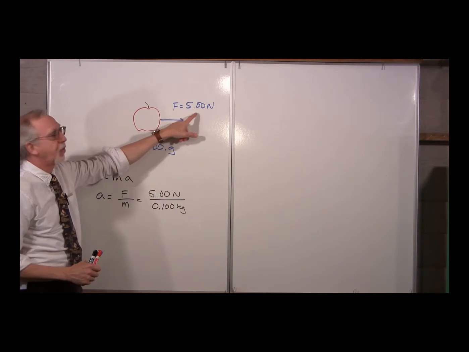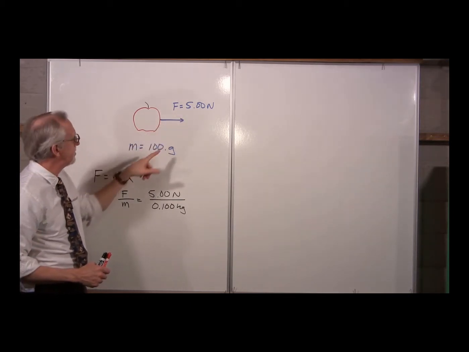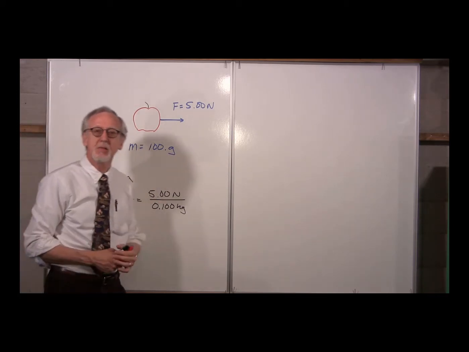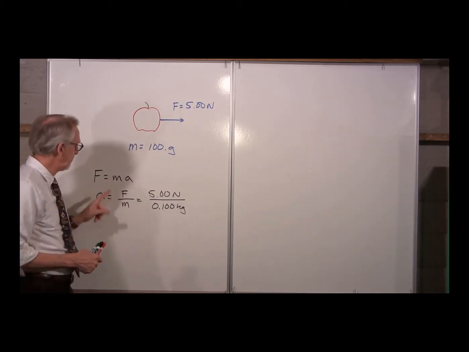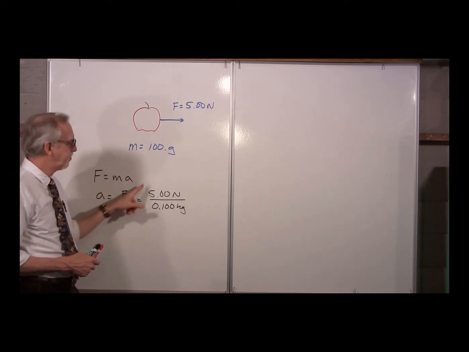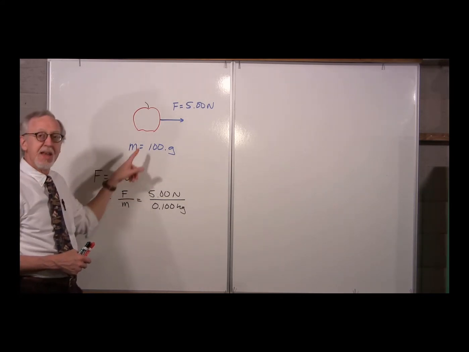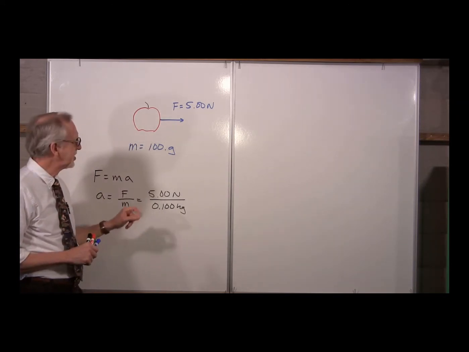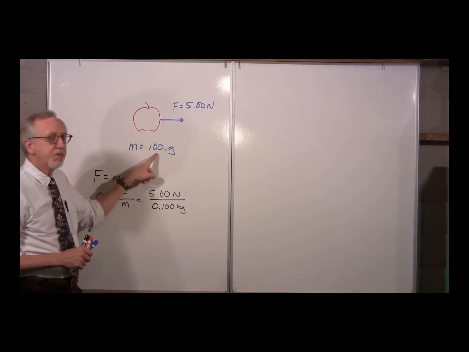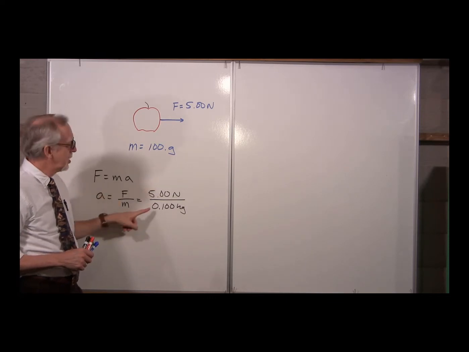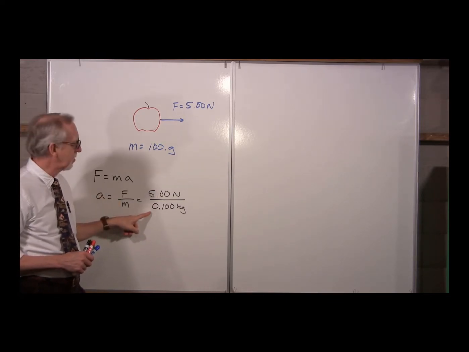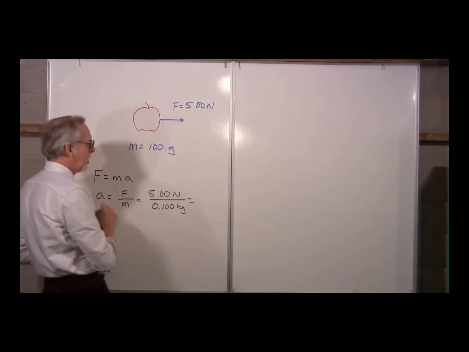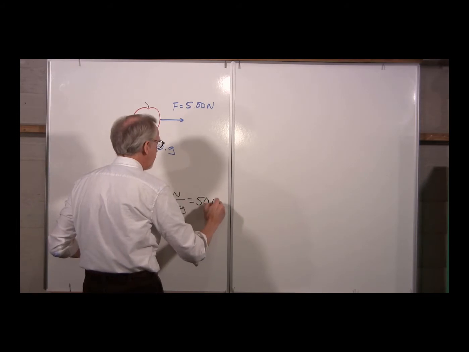Well, let's imagine that the force that I push on it with is 5 newtons. Let's assume the apple has a mass of, let's say, 100 grams. So what's the acceleration? Well, we know F equals ma, so a equals F over m. 5 newtons divided by, now let's put the mass in kilograms. Why do we have to do that? We'll see in just a second. 100 grams, converting it to kilograms, is 0.100 kilograms. So what is it? Well, 5 divided by 0.1 is 50.